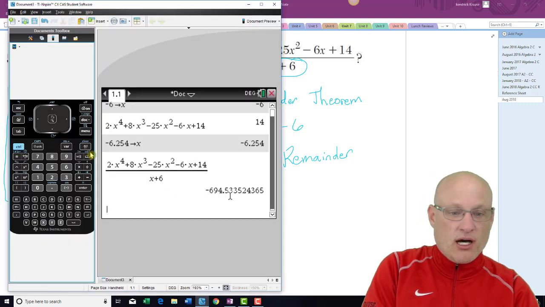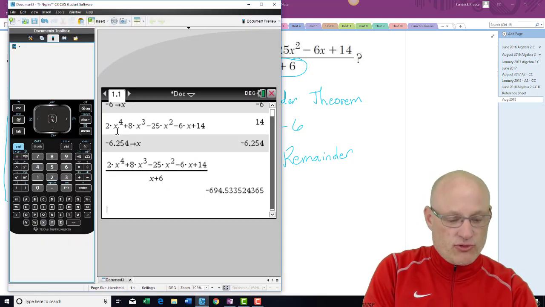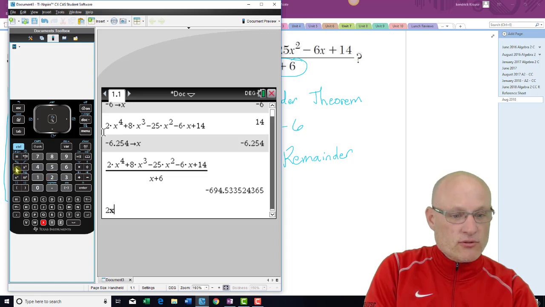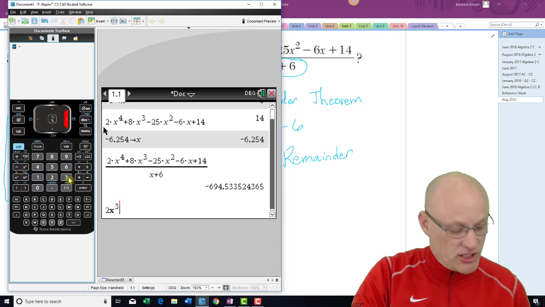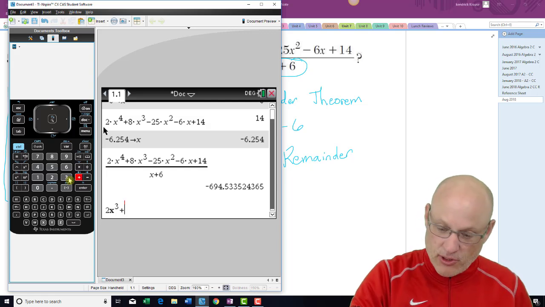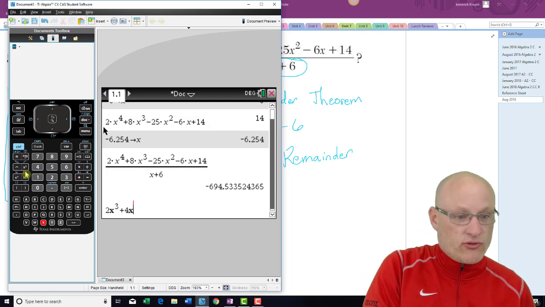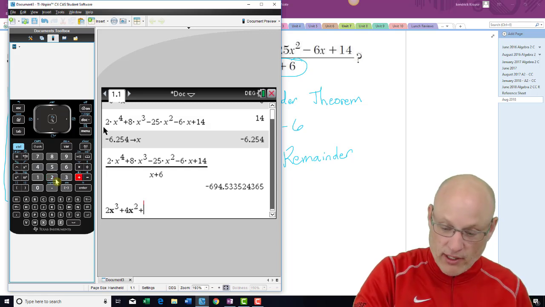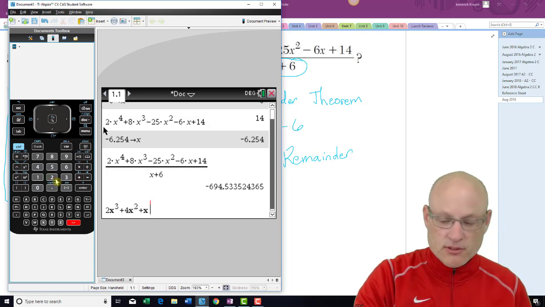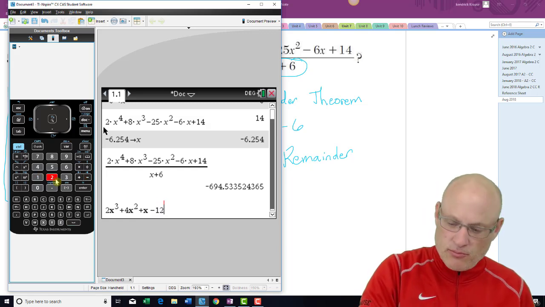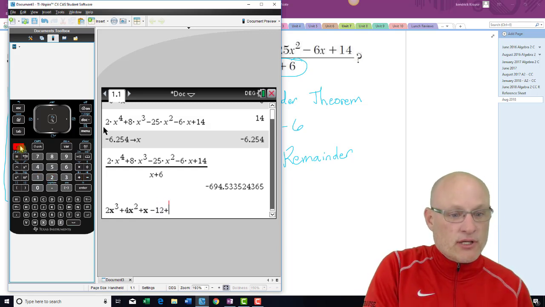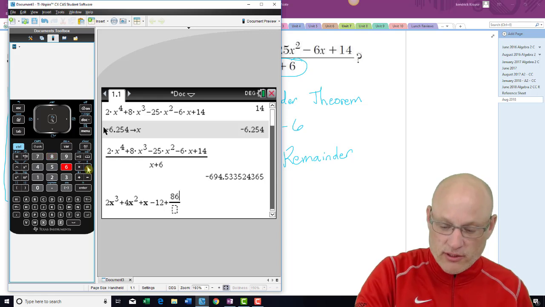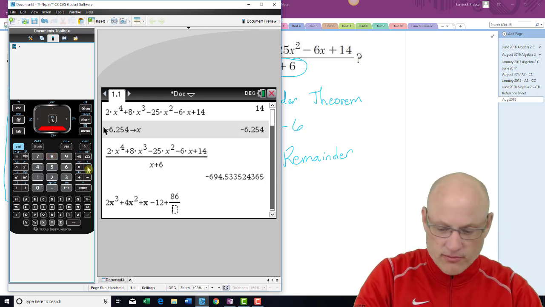So it's 2x cubed. I'm showing you just a different way to do the problem. Plus 4x squared. I'm just putting in answer 1 right now. Plus x minus 12 plus, now hopefully you see that this is exactly x plus 6.